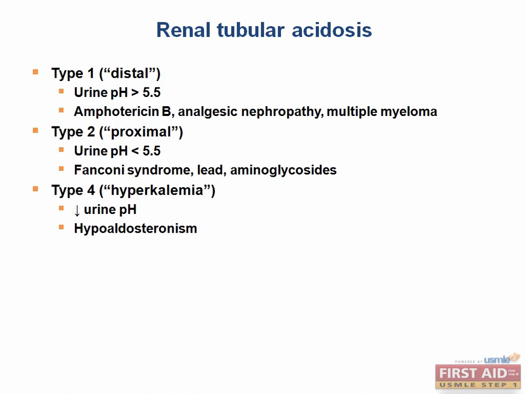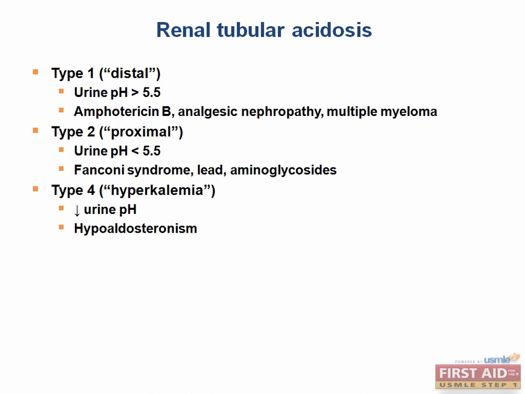Type 2, or proximal renal tubular acidosis, results from a defect in the proximal tubule's ability to reabsorb bicarbonate. However, the ability of the alpha intercalated cells in the collecting tubule to secrete hydrogen ions is intact. This results in decreased pH of the urine as the body tries to compensate for the acidemia. There is also hypokalemia. Now, why is this?